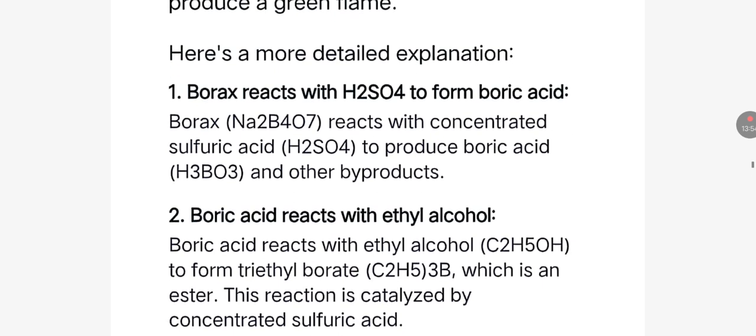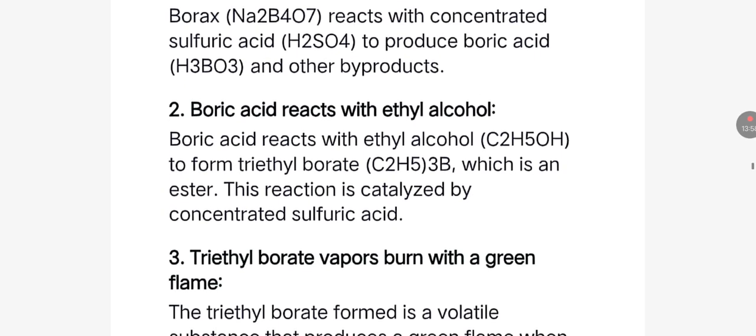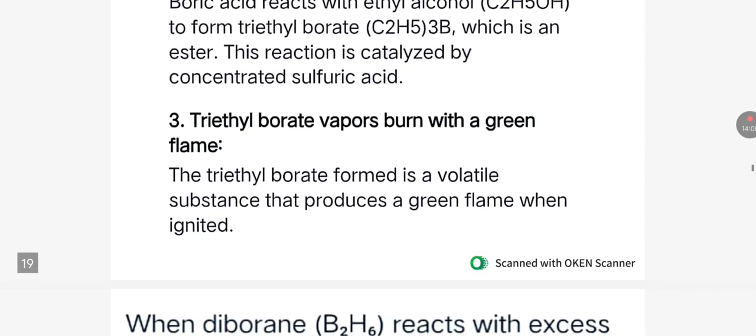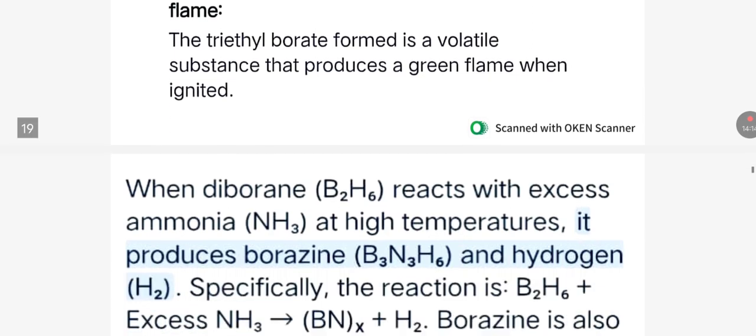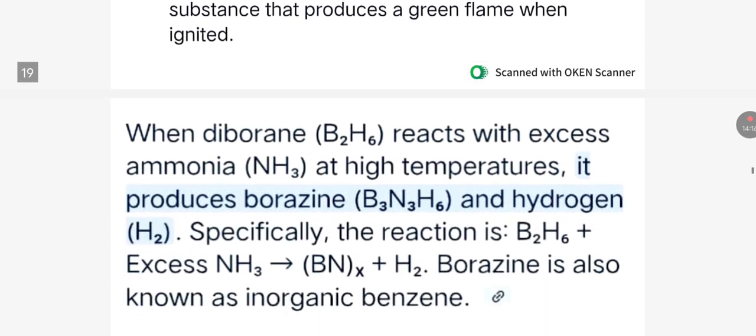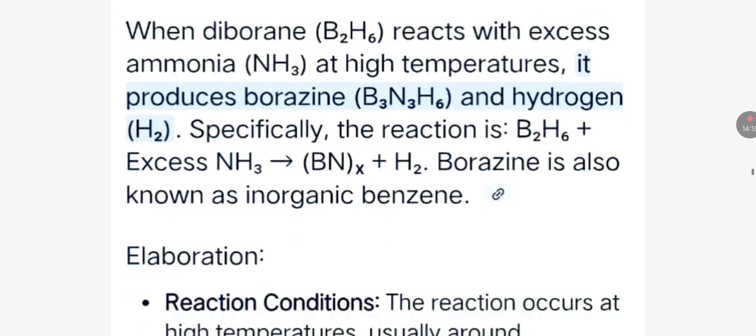Borax reacts with concentrated sulfuric acid to produce boric acid and other byproducts. The boric acid reacts with ethyl alcohol to form triethyl borate, which is an ester. This reaction is catalyzed by concentrated sulfuric acid. Triethyl borate forms a volatile substance which produces a green flame when ignited.